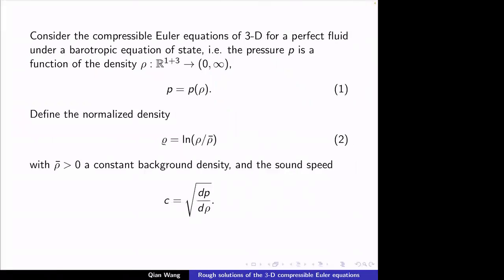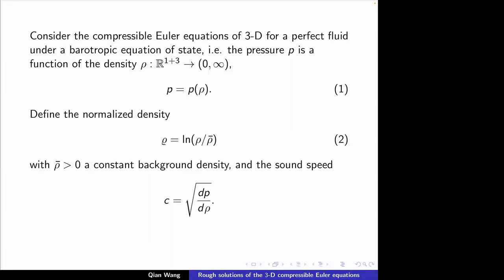Let me go for setting up the equation. We consider the compressible Euler equations in 3 dimensions for a perfect fluid under a barotropic equation of state, so pressure is assumed to be a function of density. Here the density is a positive-valued function in space-time, written as p(rho). In this talk we will use the normalized density, defined by taking the logarithm of rho over rho bar, where rho bar is a constant background density. The sound speed c is computed by taking the square root of dp by d rho.